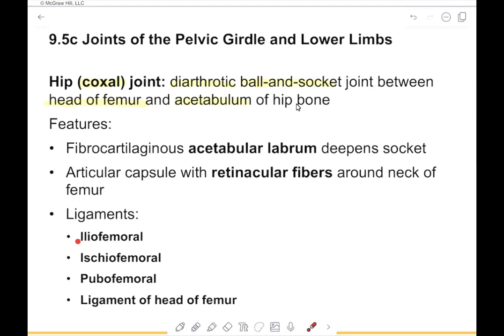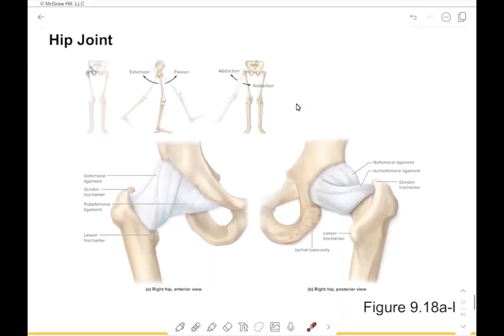For example, the iliofemoral ligament attaches the ilium to the femur, as we would expect. With the hip joint here, we can see multiple movements, flexion, extension, as well as abduction and adduction. The various ligaments are shown, some of the bony landmarks that you've learned, and you can't see the actual articulation because of these ligaments, but the head of the femur fits into the acetabulum.